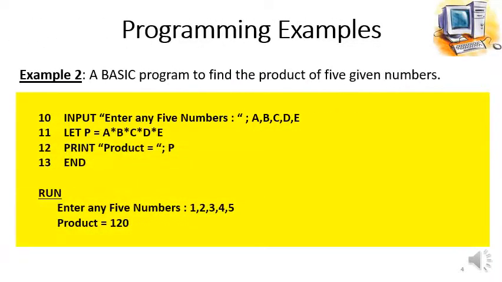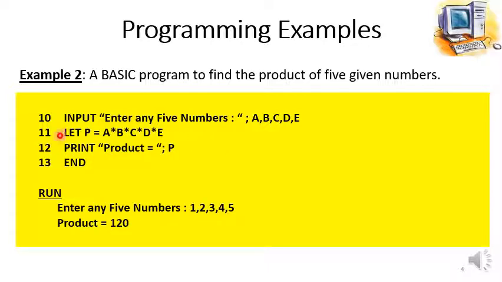Second example is a basic program to find the product of 5 given numbers. The same program, it also has 5 given numbers, but here we are finding the product of these 5 numbers instead of finding out the sum and average. We have to use the input statement first of all, which says enter any 5 numbers. A, B, C, D, E are the 5 variables for storing 5 numbers that we input at runtime.